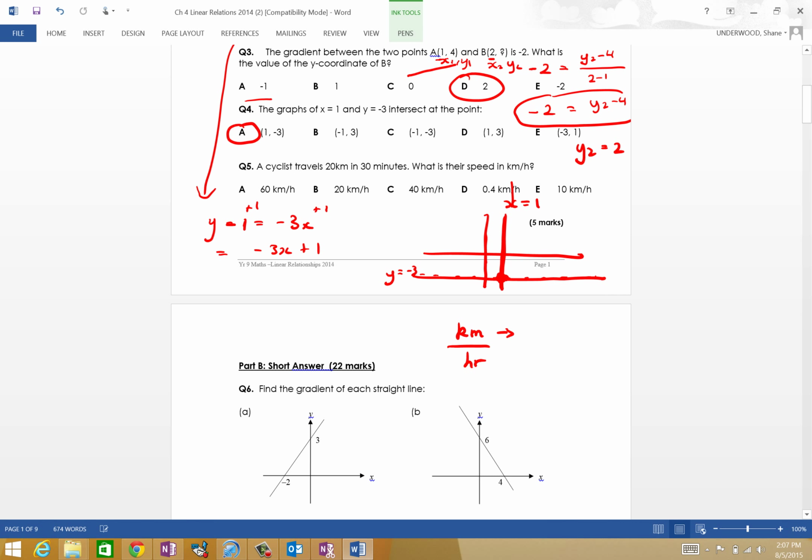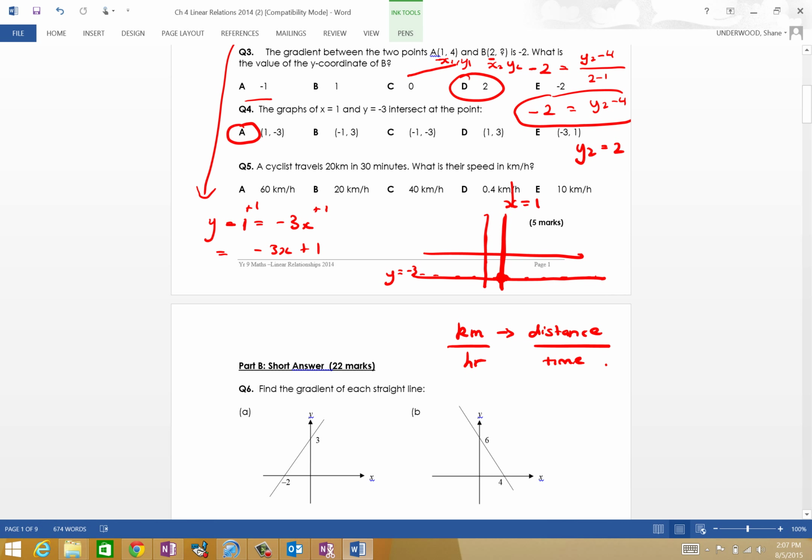What unit is kilometres? Isn't it a distance? And what unit is hours? Isn't it time? So speed is actually distance over time. So a cyclist travels 20 kilometres distance in 30 minutes, but let's change that 30 minutes to hours.